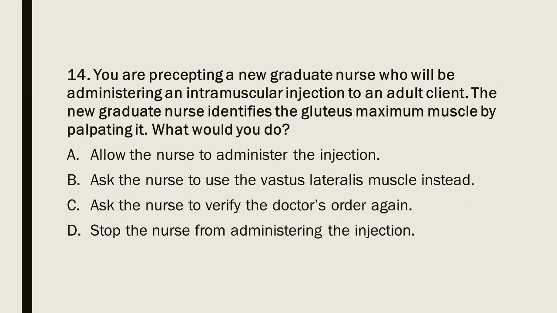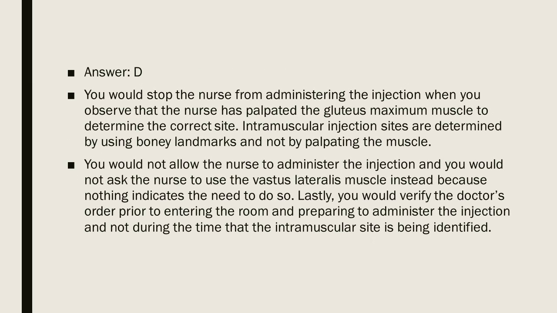14. You are precepting a new graduate nurse who will be administering an intramuscular injection to an adult client. The new graduate nurse identifies the gluteus maximum muscle by palpating it. What would you do? Allow the nurse to administer the injection. Ask the nurse to use the vastus lateralis muscle instead. Ask the nurse to verify the doctor's order again. Stop the nurse from administering the injection.